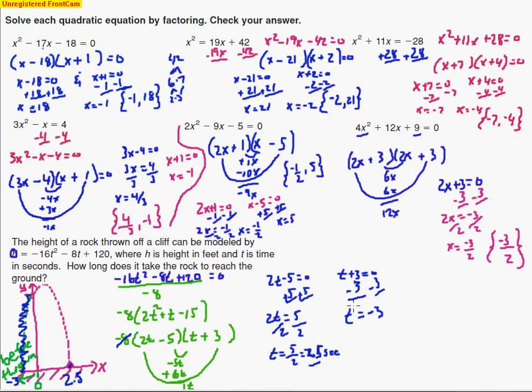So we're going to cross off this answer. This is called an extraneous solution. We don't need that one. All we need is this one here, the actual one, which is 2 and 5/10. So 2.5 seconds was the time it will take for that rock to end up hitting the ground.